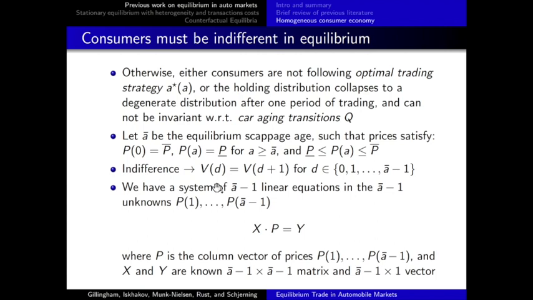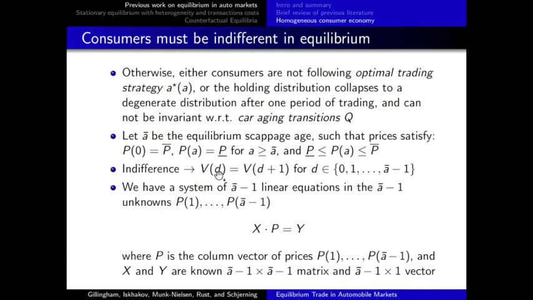So this leads to a difference equation, and the people are indifferent, right? Then the value of any car D must be equal to the value of a car that is D plus one, and that must hold for any of the cars, all the way up to A bar, because there's no value of A bar plus one.